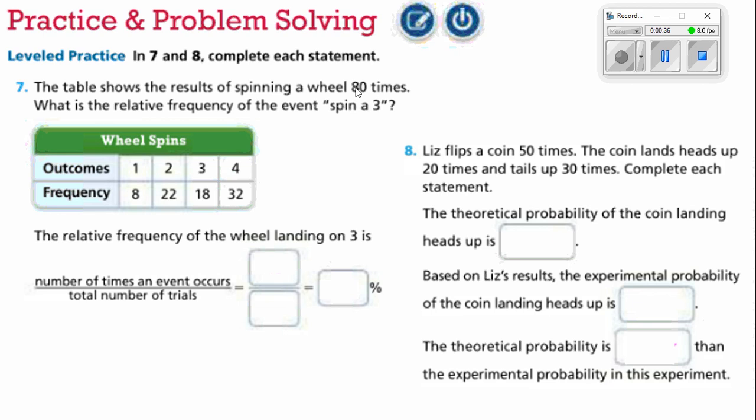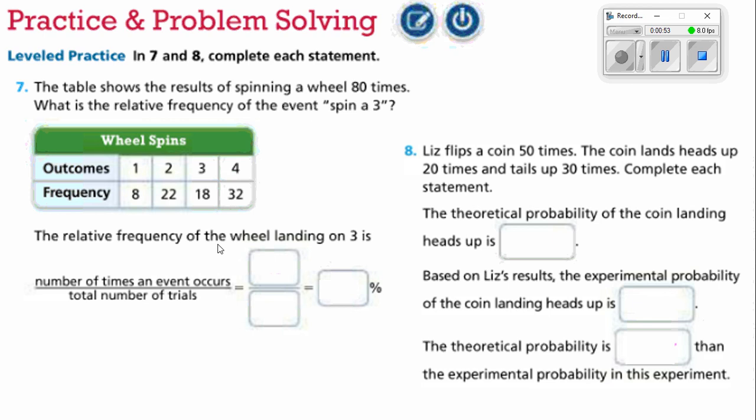That's weird. You would expect that each number would probably come up about 20 times because if you divide 80 by 4, you get 20. But that's not what the experimental probability guarantees. Remember, it's just what should happen, not necessarily what's going to happen.